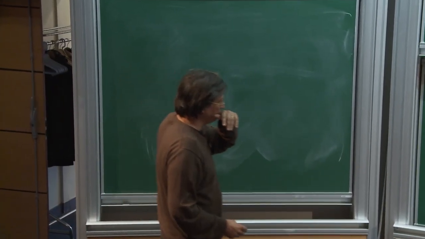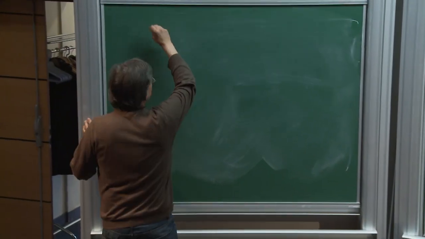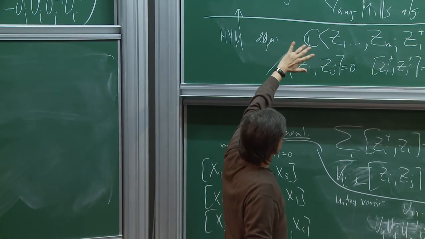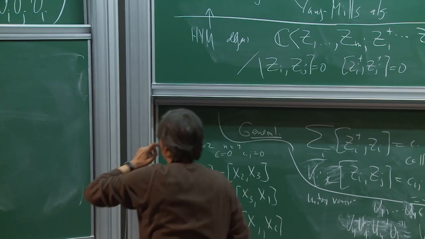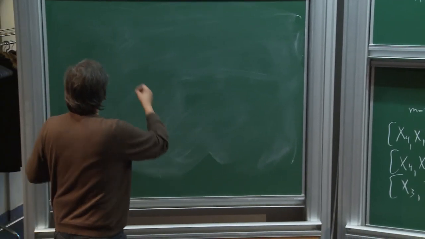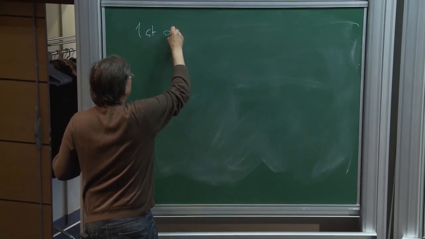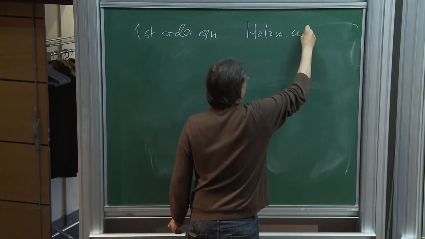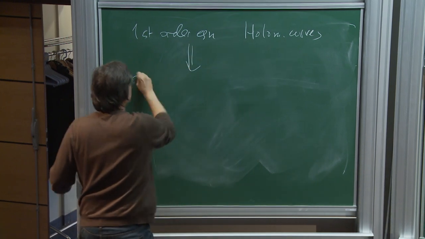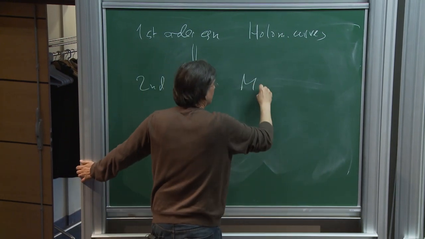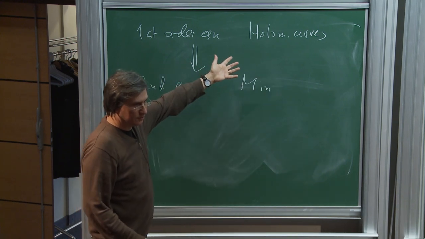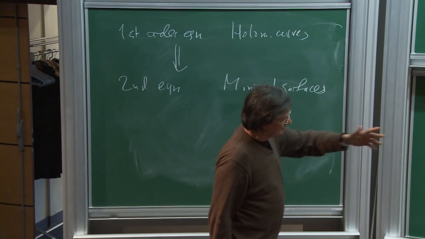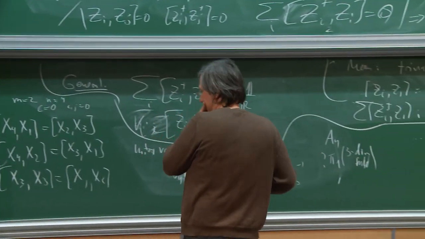So what goes on here? Why did I actually mention the Hermitian Yang-Mills algebra? It was a simple equation, a first order equation, which implies a second order equation. And if you think in terms of minimal surfaces, there is also a first order equation, considering holomorphic curves, which implies a second order equation, minimal surfaces, because in a Kähler manifold any complex curve is a minimal surface. So it's a kind of dual version of this relation.